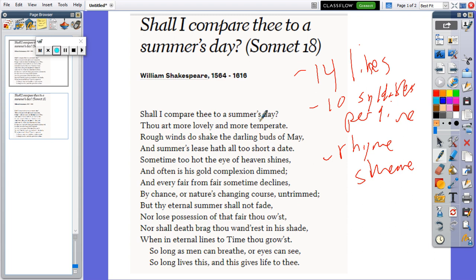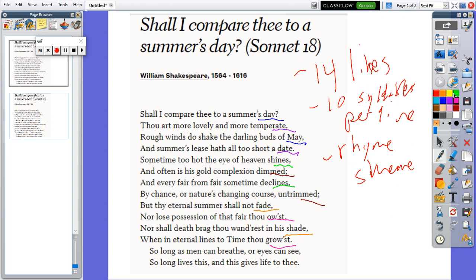But what I'm going to do here is color code the rhyme patterns. So I look at the last line here, day, but eight doesn't rhyme with day, but May does. And if I work my way through, temperate and date. And yes, this is what is called an imperfect rhyme. Eight and date don't exactly rhyme perfectly, but it doesn't matter because they have the right spelling. We go to shines and declines, and then I'll pick this red color, dimmed and trimmed, and then we've got orange for fade and shade, and I'll go back to this pink color, owest and growest.